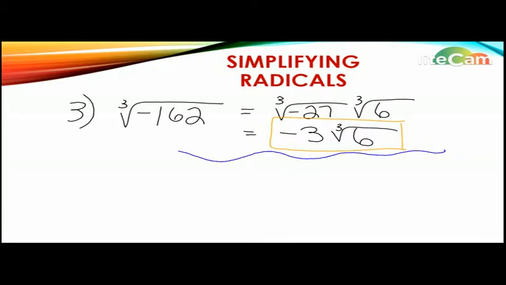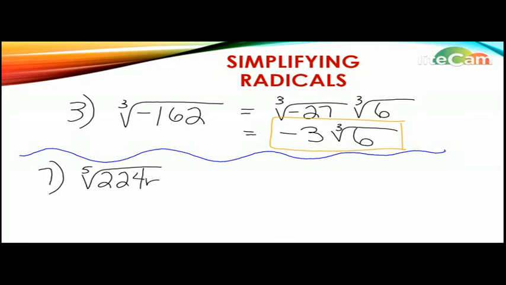All right, so let's look at the next problem. Let's try number 7. Okay, number 7 is the 5th root of 224 r to the 7th.